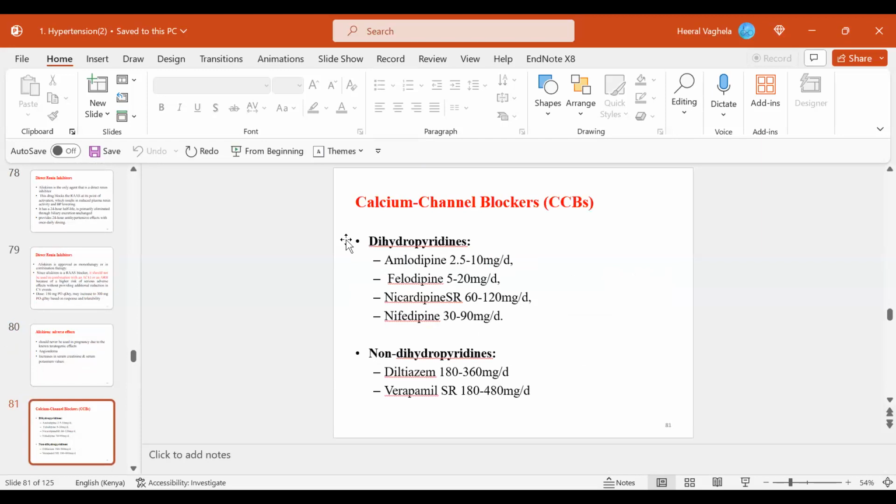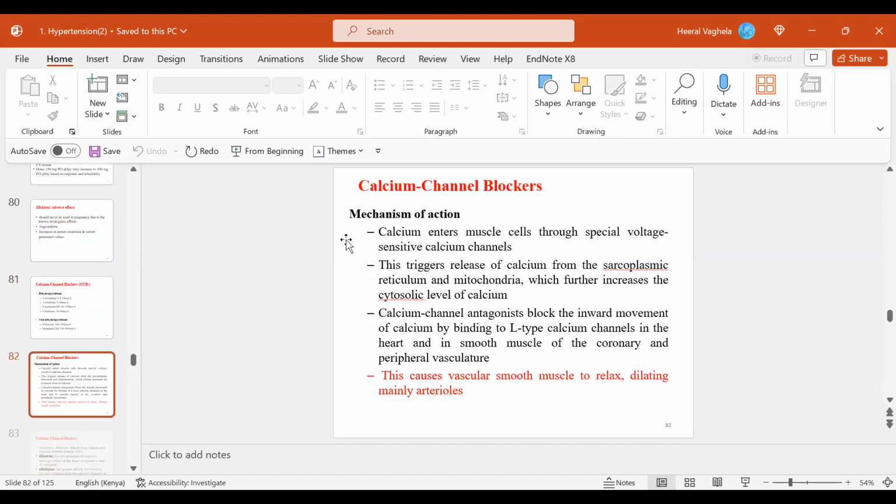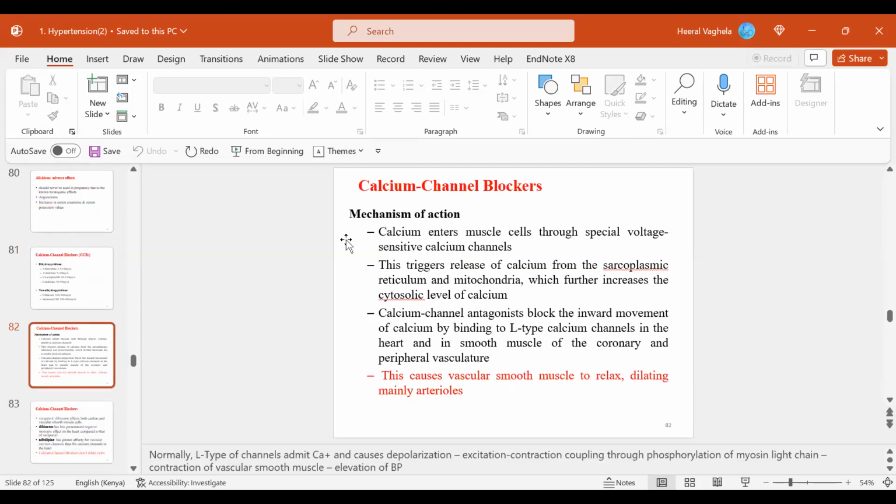The last one for the first choice is the calcium channel blockers, which are in two categories: dihydropyridines and non-dihydropyridines. Amlodipine and nifedipine are the most commonly seen in the market. Then you also have diltiazem and verapamil. So mechanism of action, I think we'll see all this when we do pharmacology.